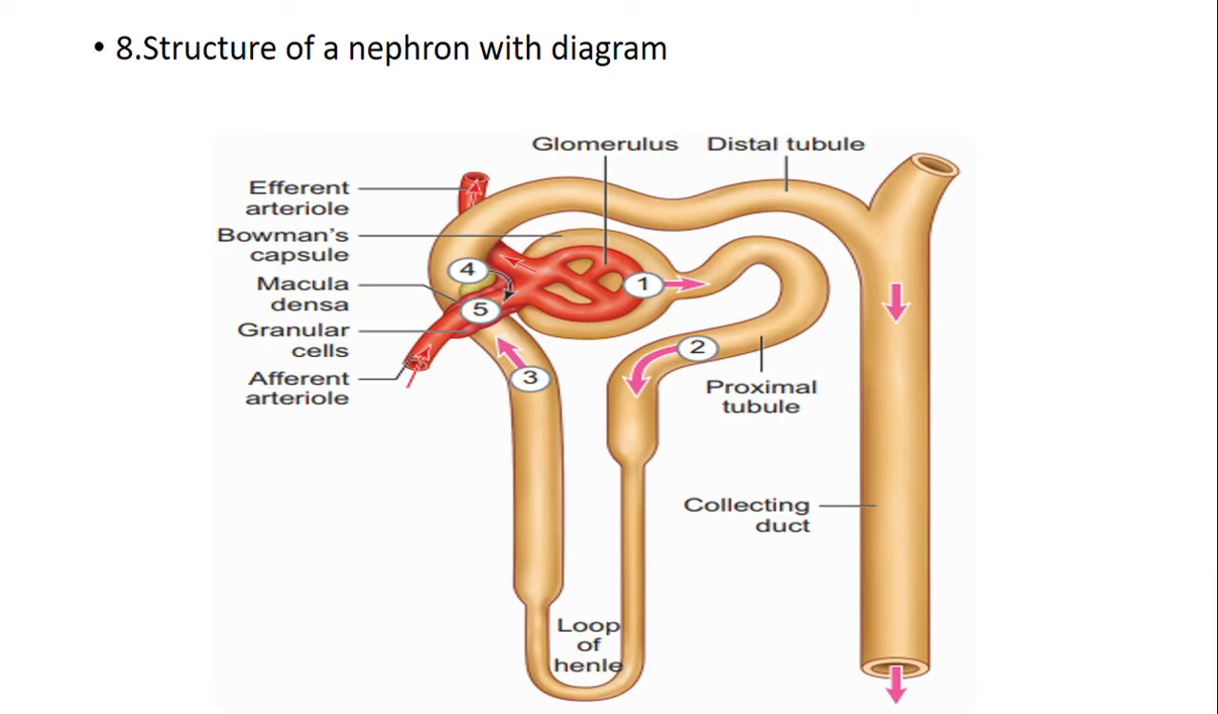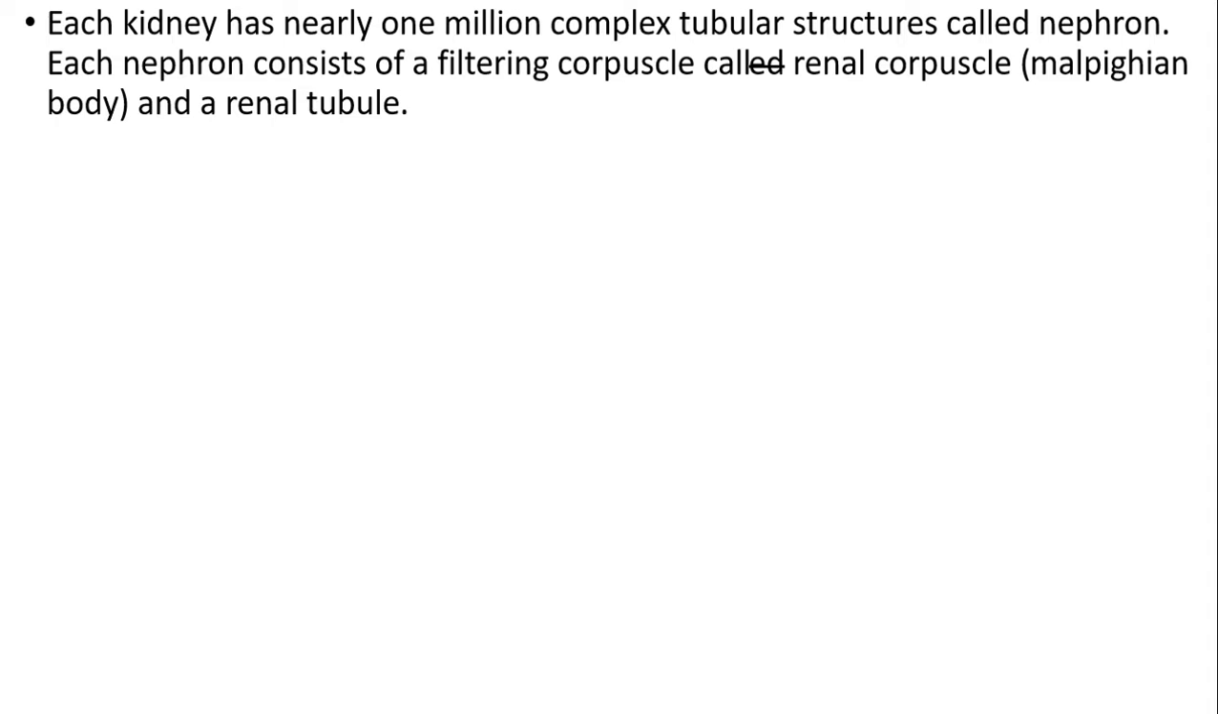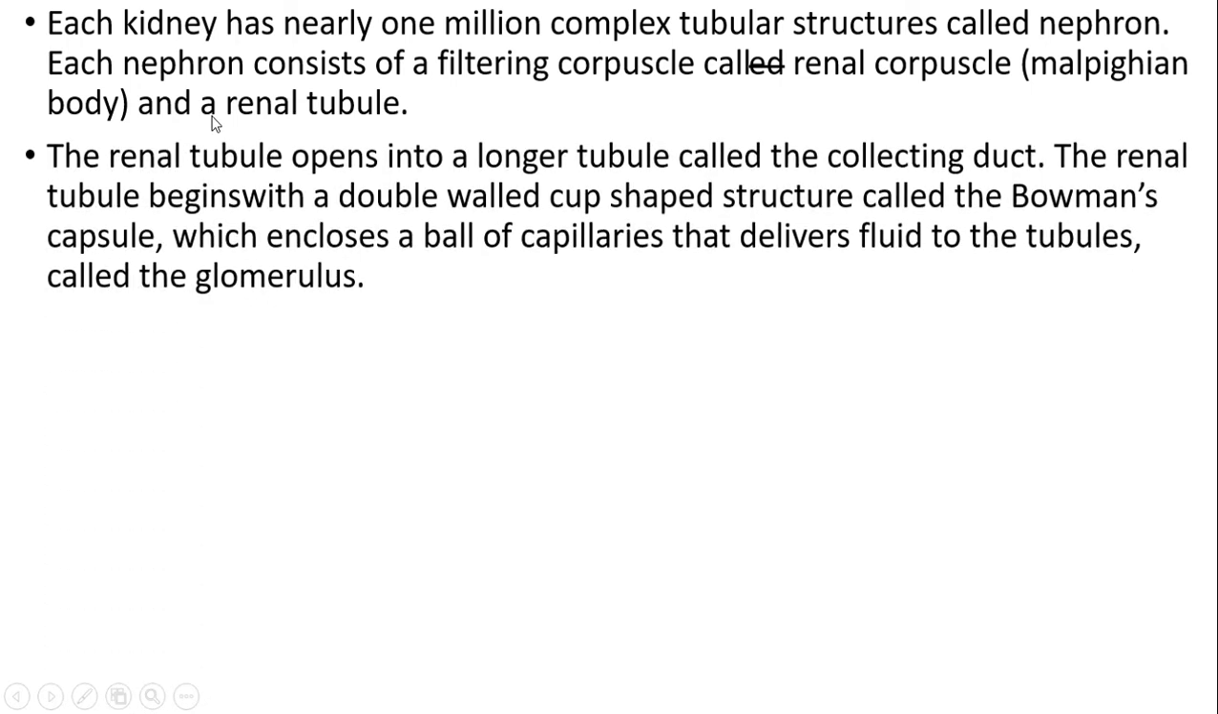Structure of a nephron with diagram. This is a picture of a nephron. Each kidney has nearly 1 million complex tubular structures called nephrons. Each nephron consists of a filtering capsule called the renal capsule or Malpighian body, and a renal tubule. The renal tubule opens to a longer tubule called the collecting duct.